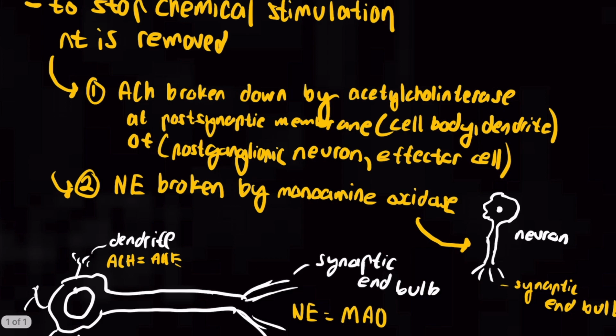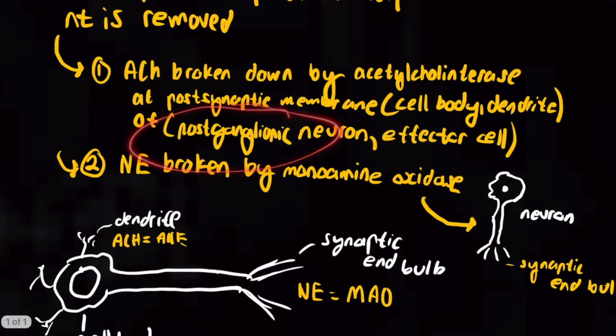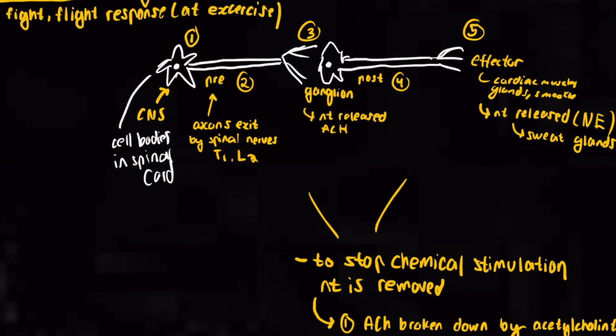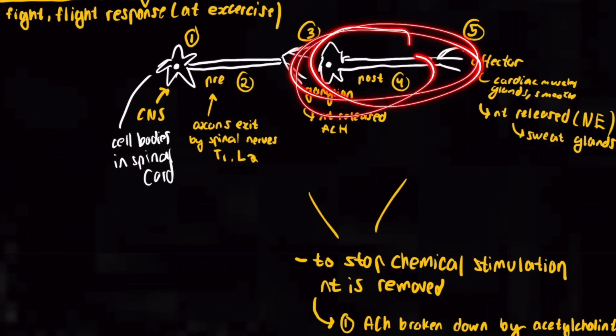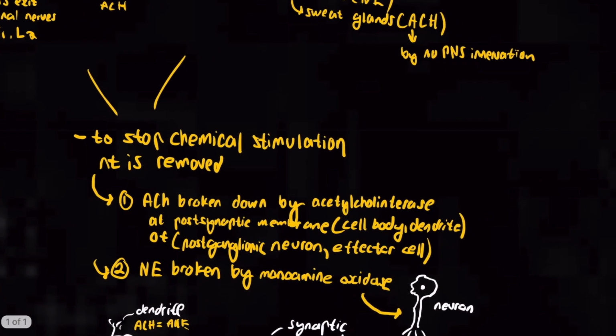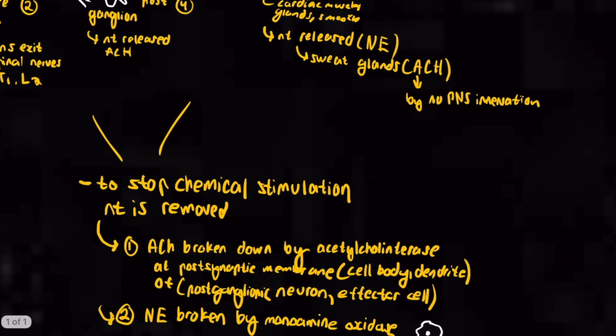Just remember that the acetylcholine, I forgot to mention this, is broken down on the postsynaptic membrane and the postganglionic neuron or effector cell. Meaning that, remember that this image over here, this is the postsynaptic neuron. On the membrane of this postsynaptic neuron, that is where the acetylcholine is broken down by the acetylcholinesterase. As well, it is broken down on the effector cell.